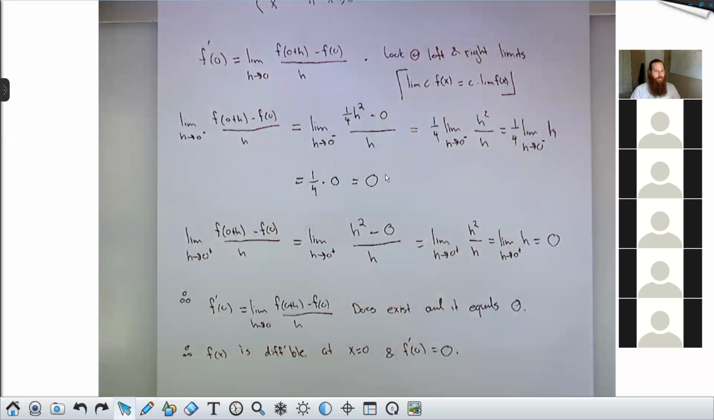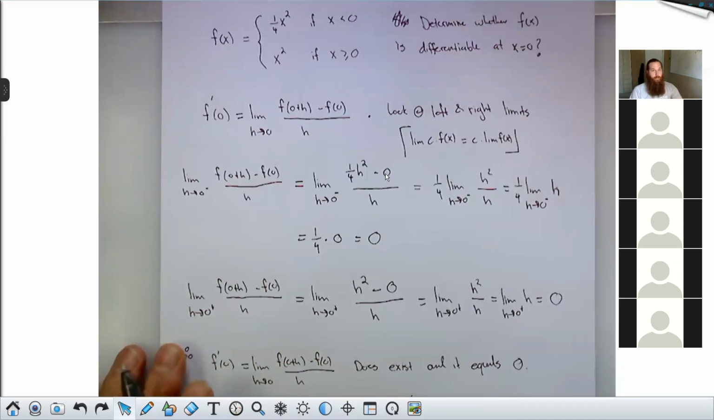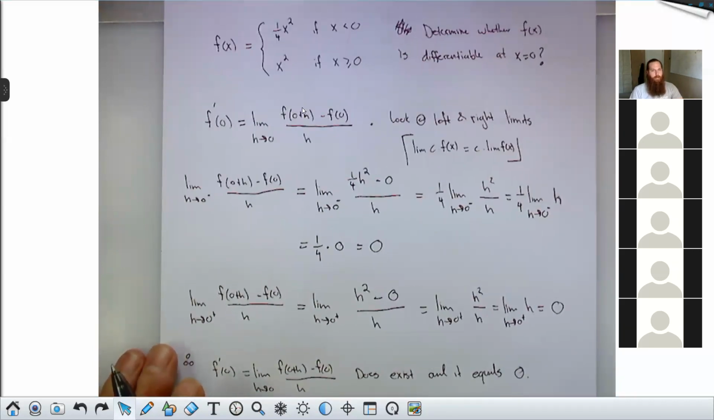Where did I get the h squared? Well, what is f of 0 plus h? It depends on whether h is positive or negative. If h is positive, then 0 plus h is positive, which means I'm looking at an input for x which is greater than 0. So I would use this piece. So in the limit as h goes to 0 from the right, 0 plus h is positive. So f of 0 plus h is 0 plus h squared, following this part of the piecewise function. And in the limit as h goes to 0 from the left, 0 plus h is negative, because h is a little bit smaller than 0. So f of 0 plus h would be 1/4 times 0 plus h all squared, which is just 1/4 h squared. So the h squareds came from these pieces.